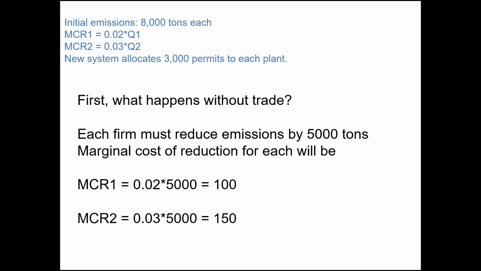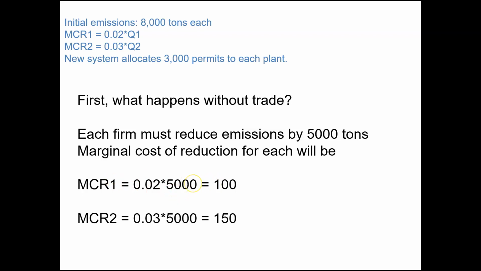So the marginal cost for firm one is 0.02 times 5,000. That just comes from the equation for marginal cost for firm one. And then from the equation for marginal cost for firm two, we have 0.03 times 5,000. Again, 5,000 being the amount of tons each will have to reduce their pollution to get from the initial emissions of 8,000 down to the newly allowed 3,000.